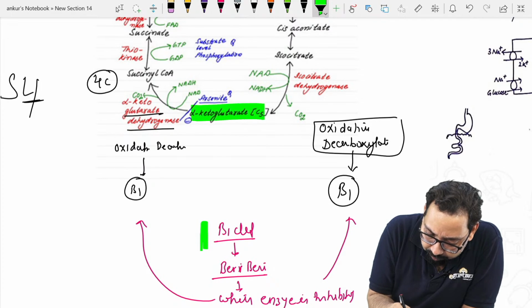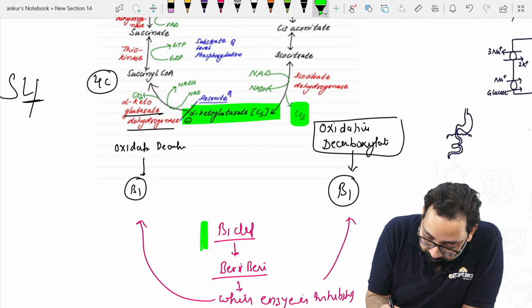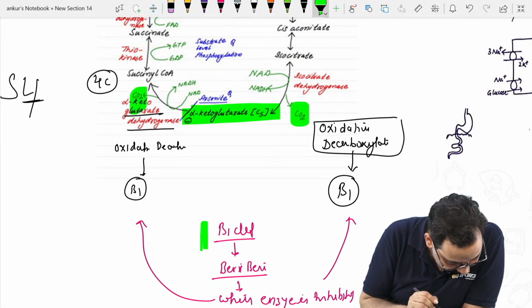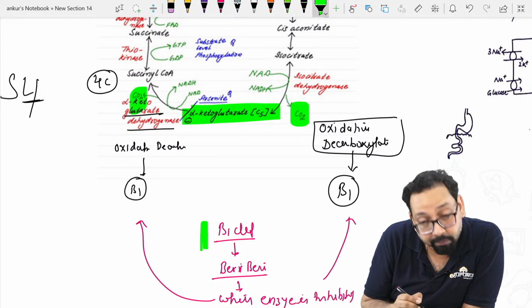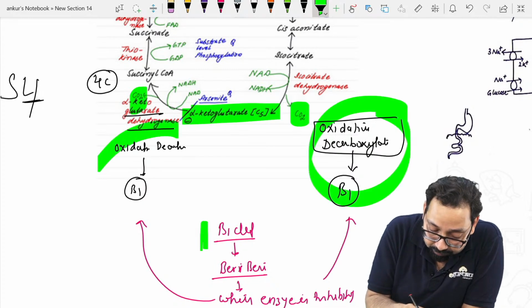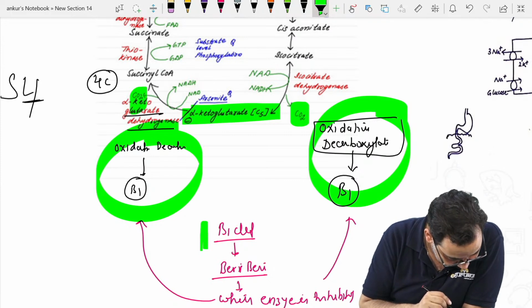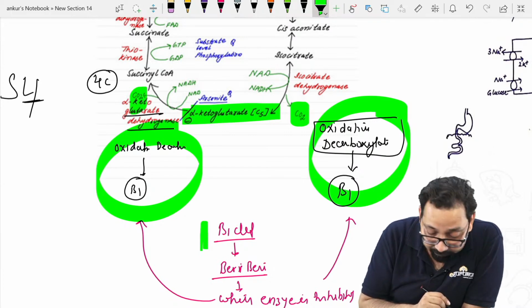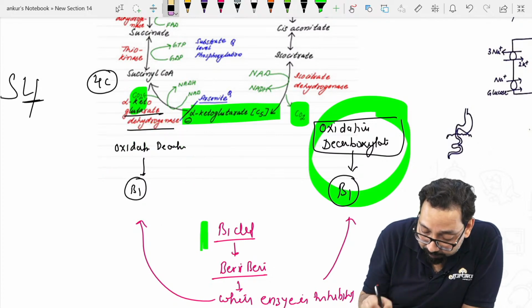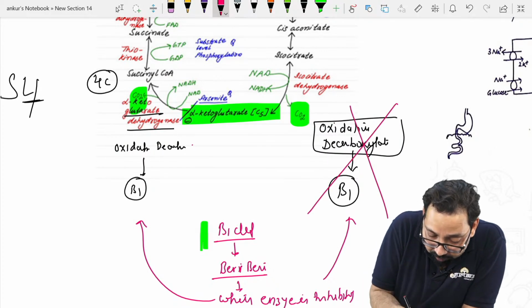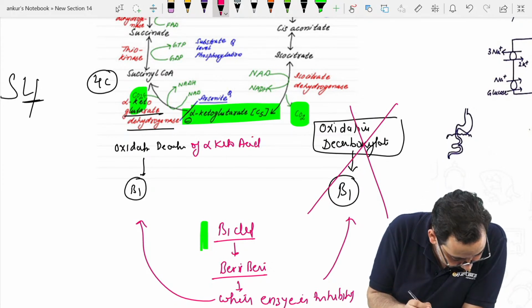CO2 is removed just before and after alpha ketoglutarate. Yes, but I am giving only 2 options and 1 to choose. This one or this one. 1 to choose. Very good, Umesh. Yes, you have read till now the partial thing. Oxidative decarboxylation of alpha keto acid, B1 is the cofactor. Yes, very good.